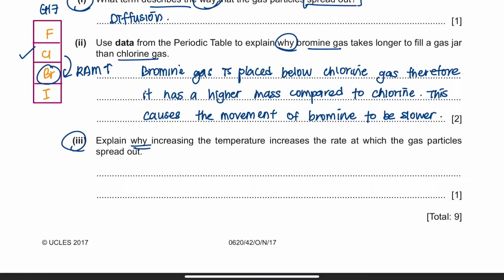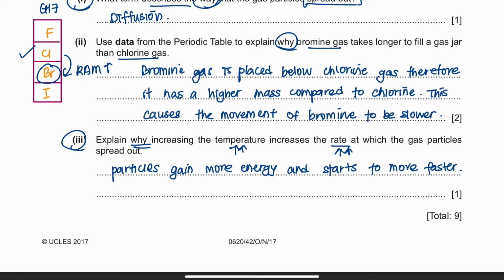Question 3. Explain why increasing the temperature increases the rate of reaction at which the gas particles spread out. Now this question is actually something that you will learn in your chapter which is later on. However, I'll just give a brief explanation. When the temperature is being increased, what happens is that the particles inside of the gases would gain more kinetic energy. Therefore, this would make them to move faster, and when they move faster, it means that they would spread out at a higher rate.